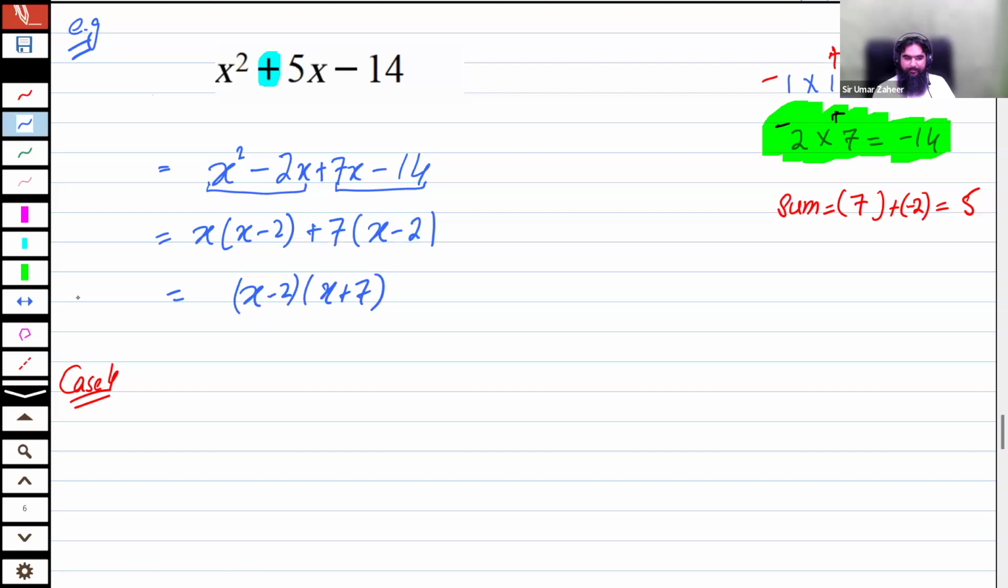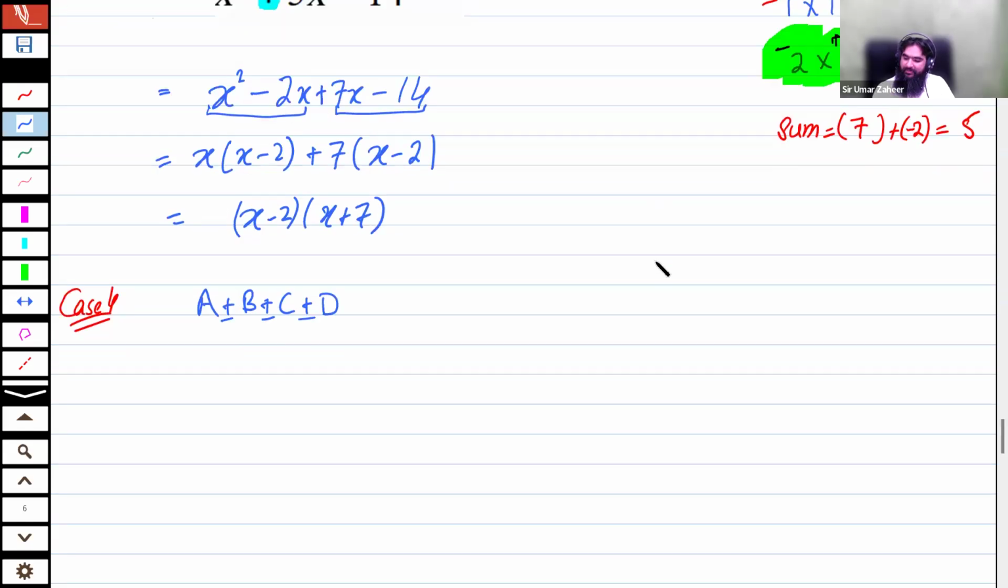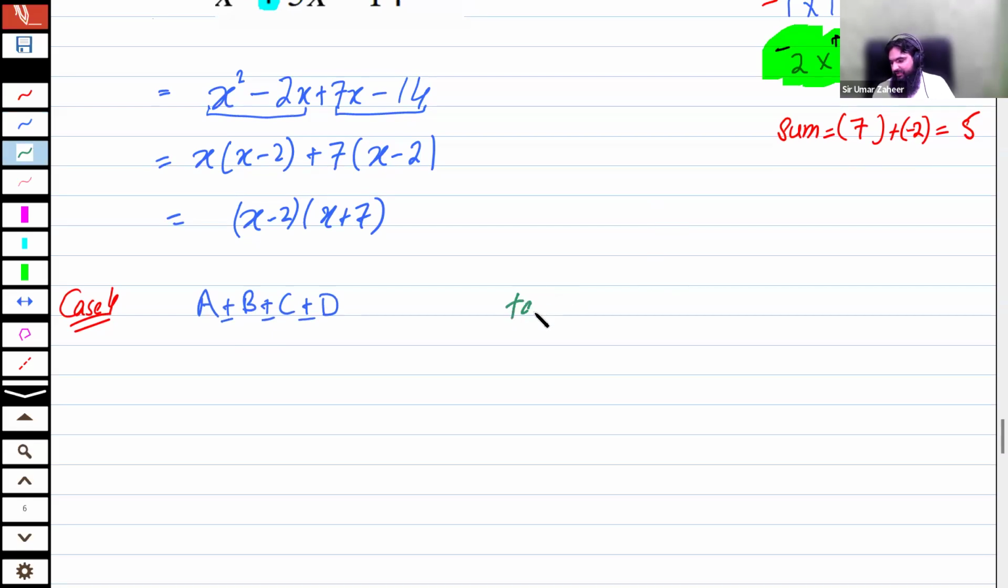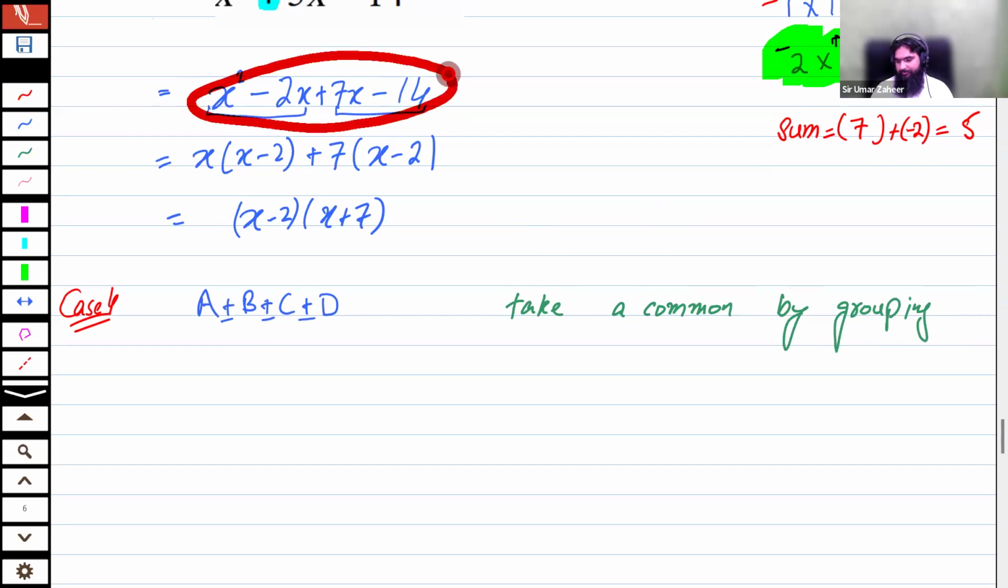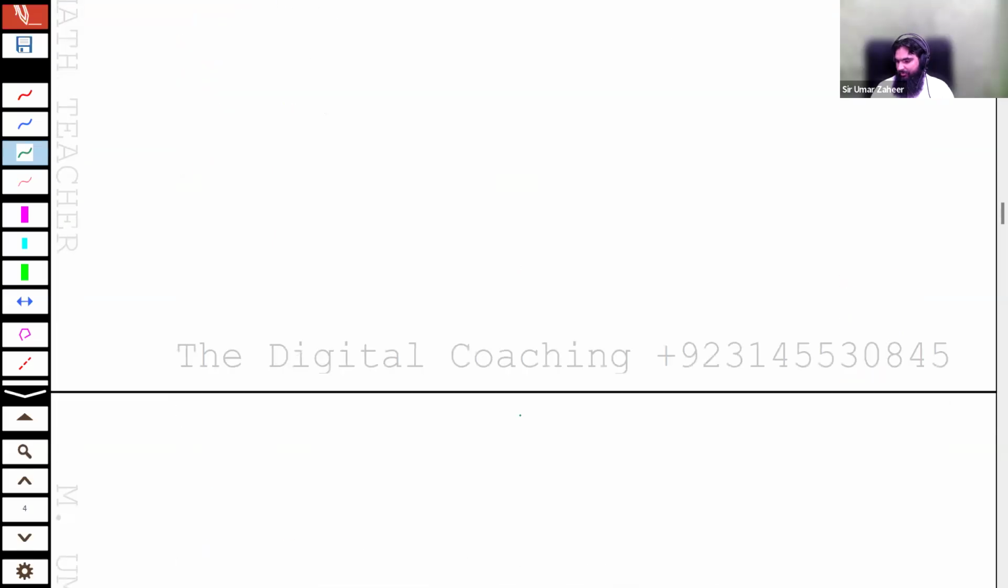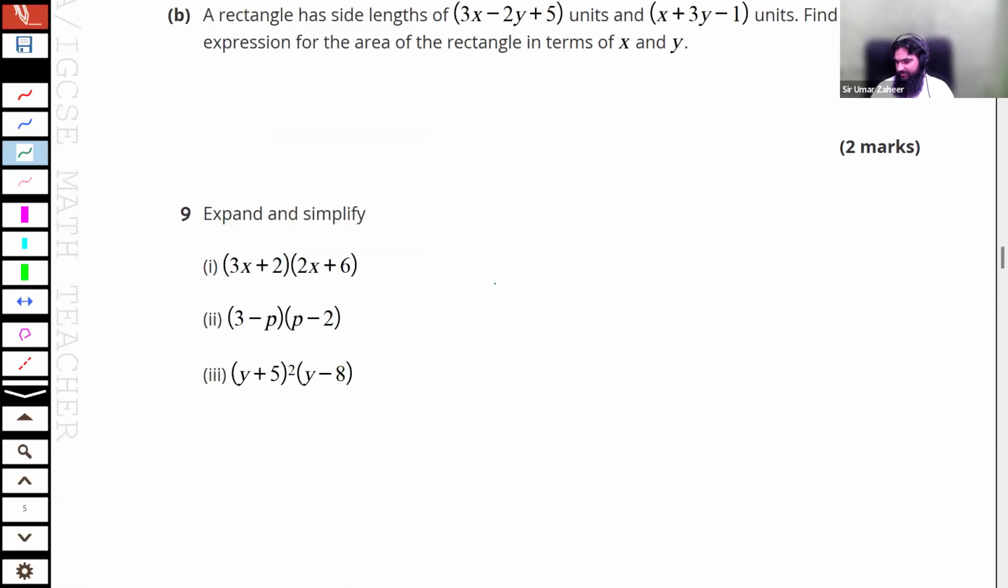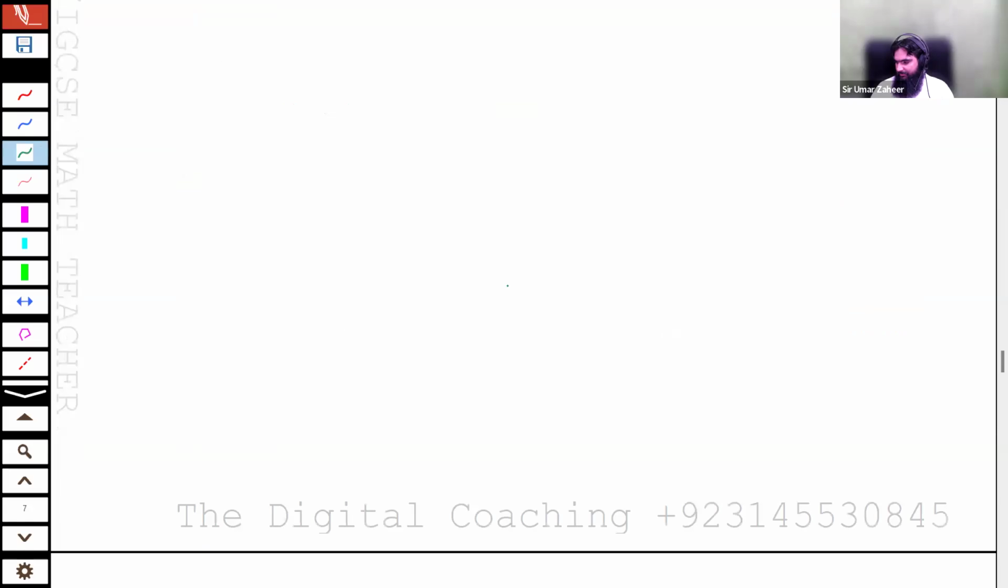The case 4 is, if you have four terms, doesn't matter they are adding or subtracting, what you have to do, you have to take a common by grouping. Okay, we have four terms, you need to factorize it. So you have to take a common by grouping. Let's see how to check that if I have any question, because there are very few questions in which we have four terms.